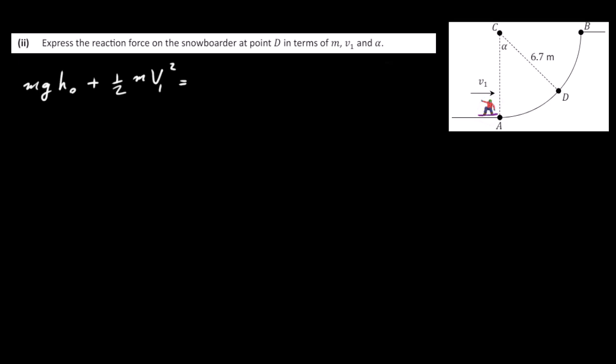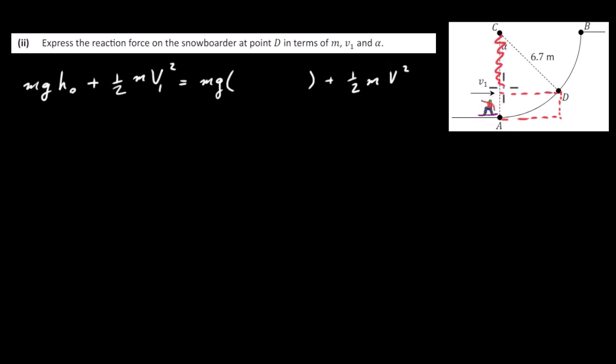This is equal to mg, again the potential energy, mgh. We've got to work out the height, I'll do that in a second, plus half mv squared. Now this v here is the velocity at D, so we're just calling it v. So let's work out this height here. Now we want to work out the height down along here. So really what we've got to do is work out this distance here.